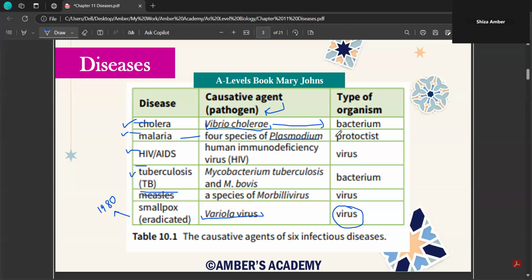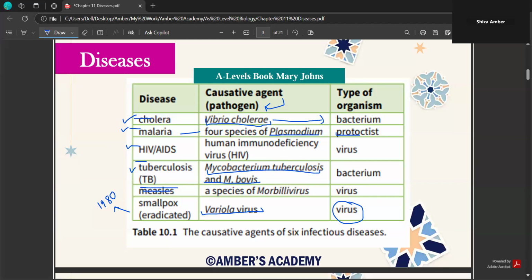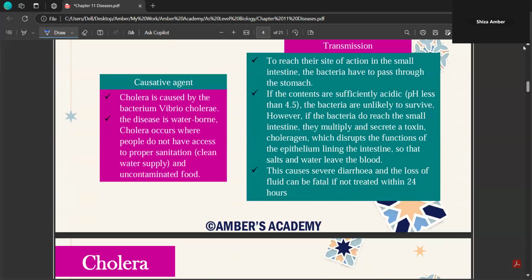Then the type of organism Plasmodium is a protoctist. It's not a bacterium, it's not a virus. Then HIV or AIDS is caused by the human immunodeficiency virus, and it's a virus. Then tuberculosis, it's a bacterium, and you need to know the names of both of the pathogens: Mycobacterium tuberculosis and Mycobacterium bovis. You need to know the names of both of them. All right. So let's move on.